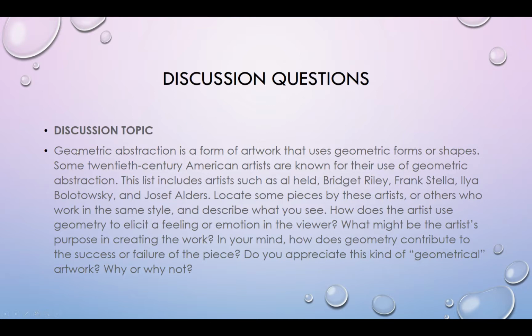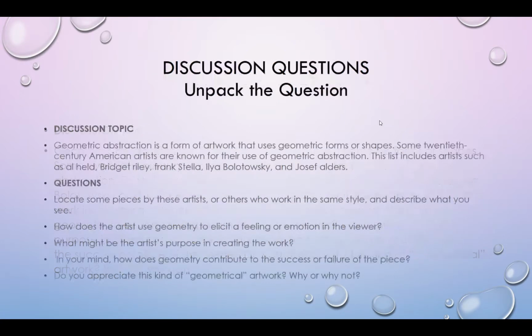So here's the discussion question. It's about geometric abstraction, it's about artwork, it's about American artists. It actually includes some names of the artists. And then it starts to give us directions. So the first thing you've got to do is unpack this. Geometric abstraction is a form of artwork that uses geometric forms or shapes. Some of the 21st century American artists, and they give you the list of the artists.